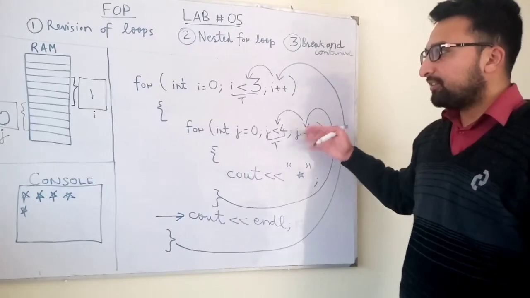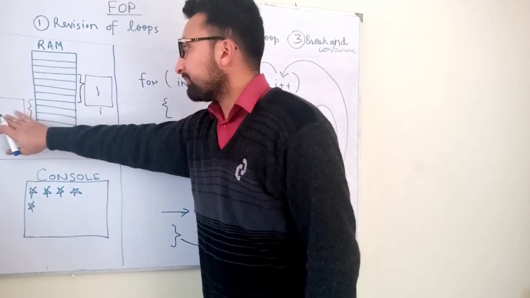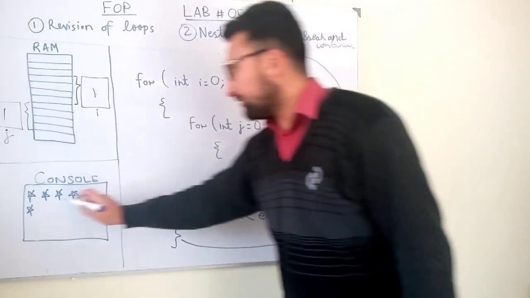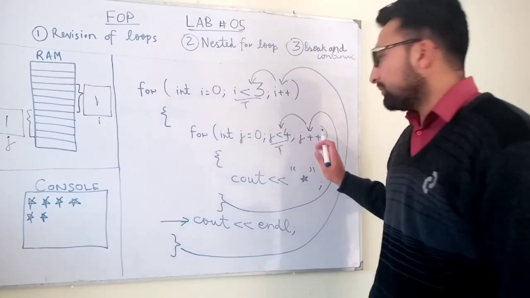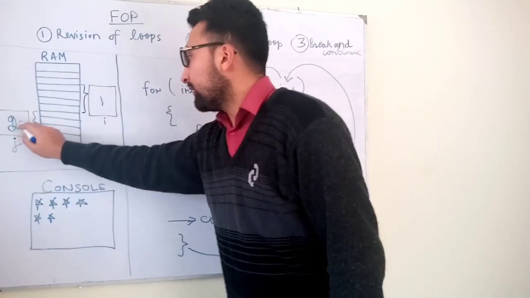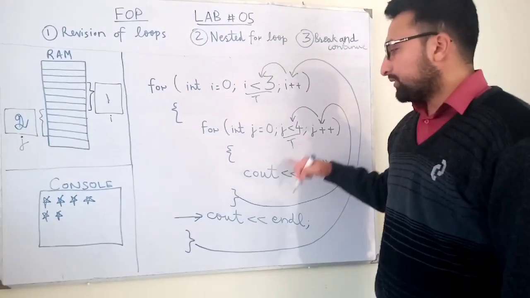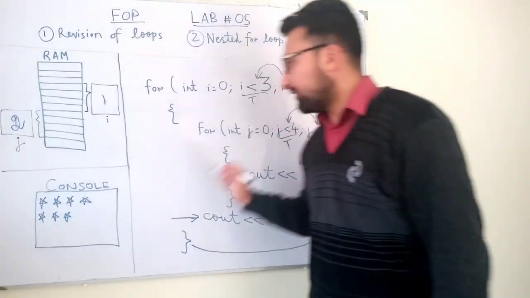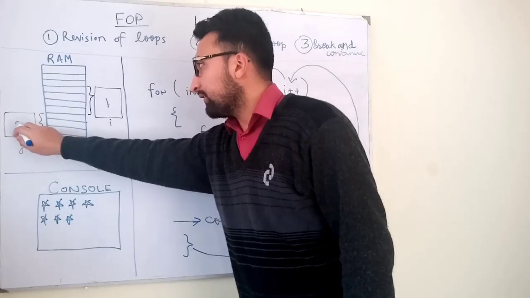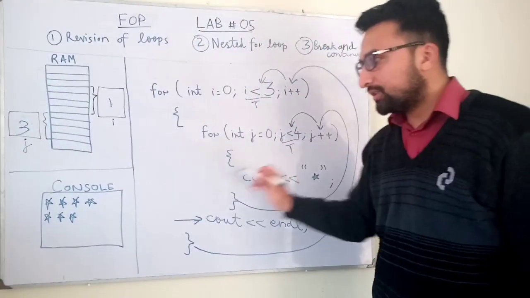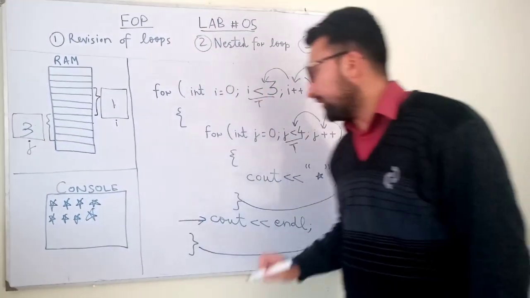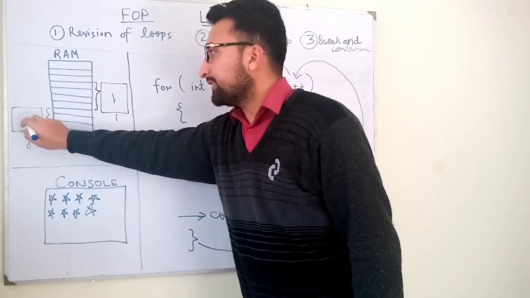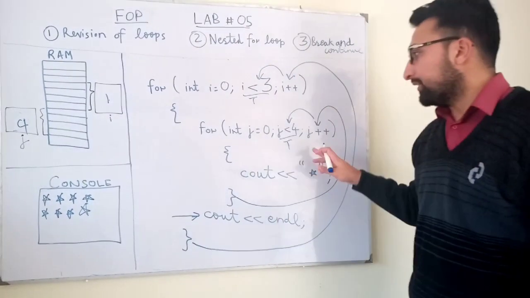It will go back, J will become 1 again. 1 is less than 4 is a true statement. Another star will get printed, then it will go back, J will become 2. Again 2 is less than 4, another star will get printed, then it will go back, J will become 3. 3 is less than 4 is a true statement, another star gets printed, then it goes back, J becomes 4 now, and 4 is less than 4 is a false statement.